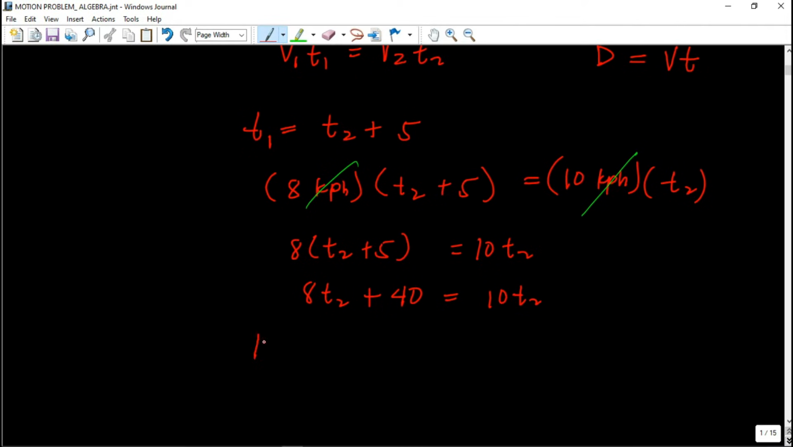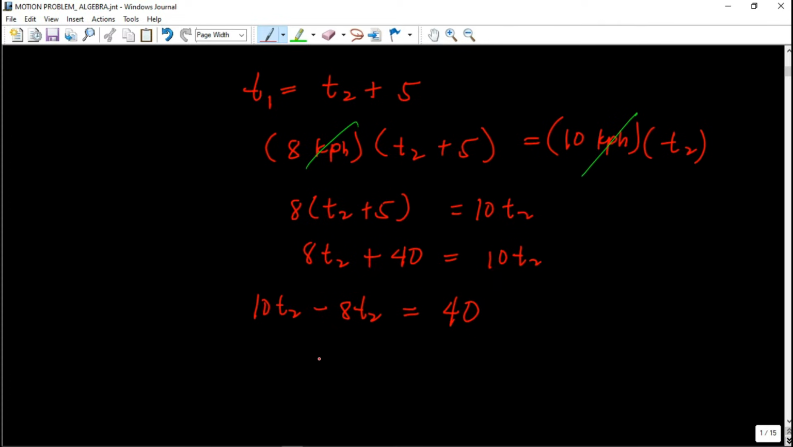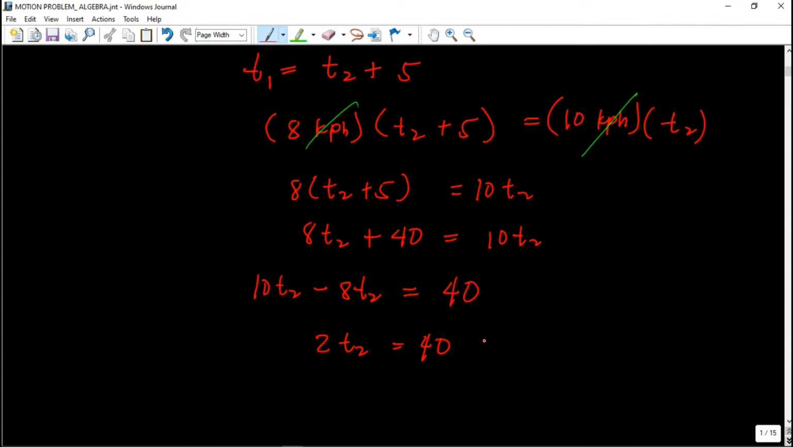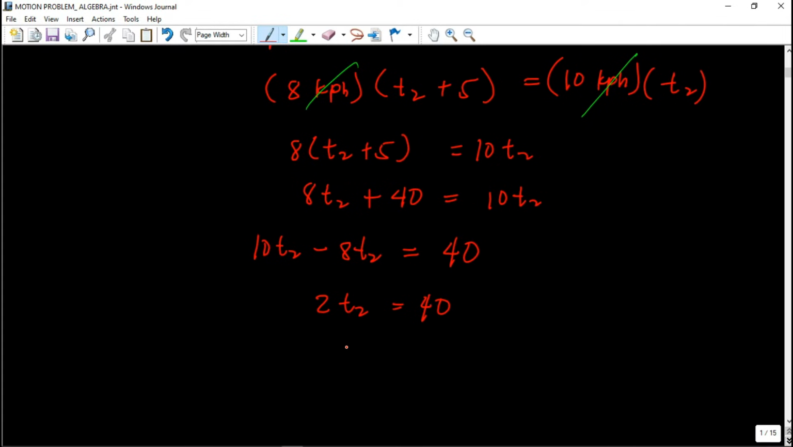So we subtract 8 T sub 2 from both sides: 10 T sub 2 minus 8 T sub 2 is equal to 40. So that is in minutes. So we have 2 T sub 2 equals 40. Then we divide 2 on both sides.